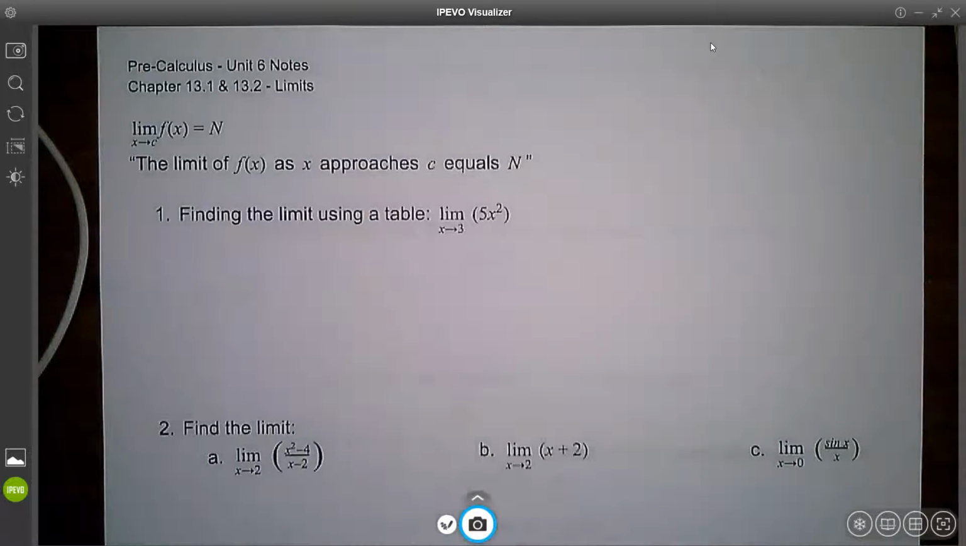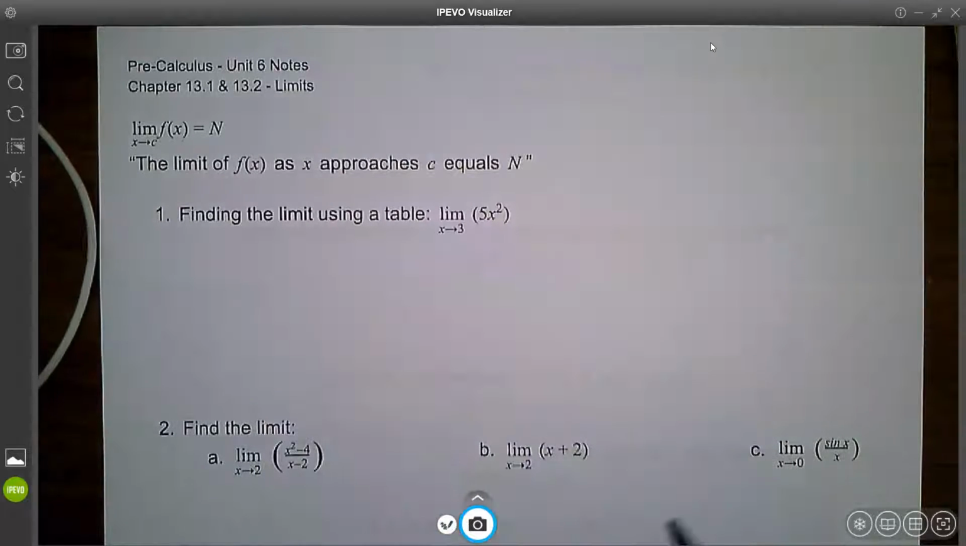Typically, it's used for asymptotes where it doesn't exist, holes, things like that. What would the value be if it could reach that point? So using a table, you're just going to use your calculator. I'm not going to do this one using a table. I need to edit this lingo a little bit.